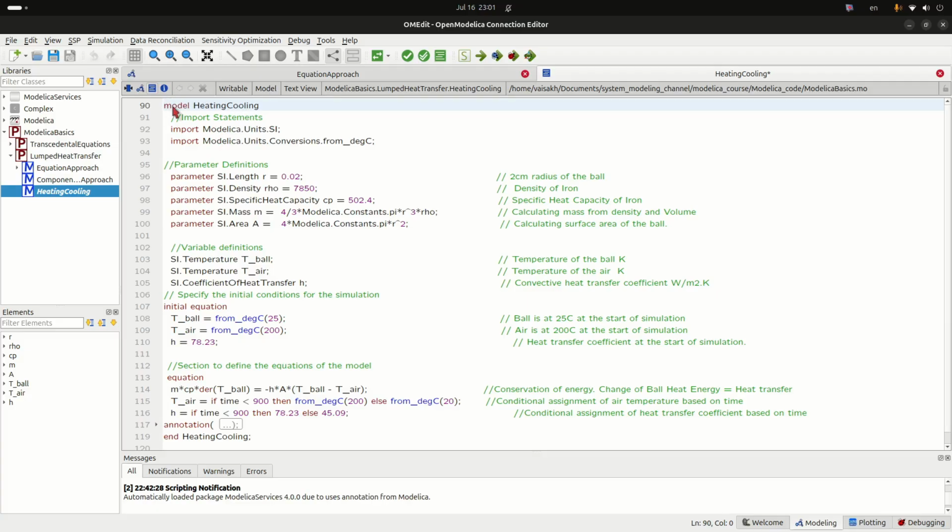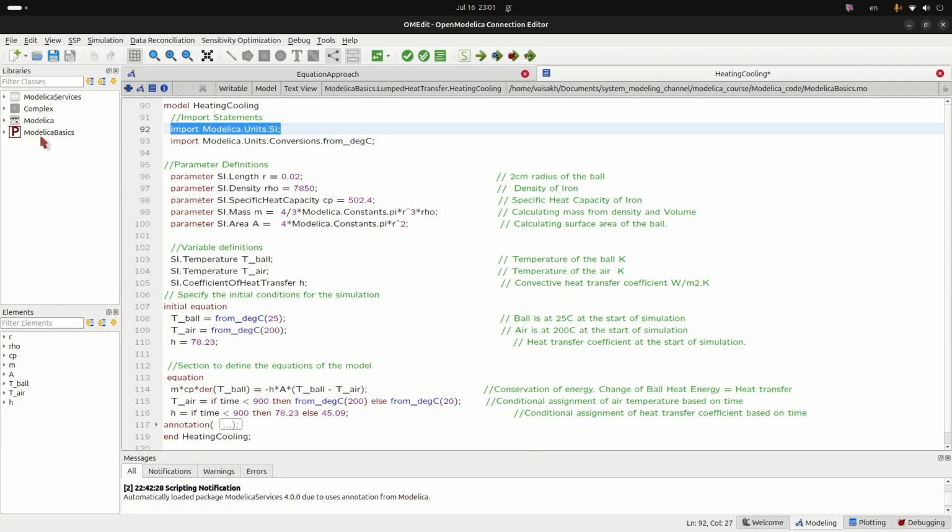Every model starts with a model keyword followed by the name of the model. We can optionally import some of the standard components from the Modelica standard library, or we can build our own functions. In this case, I am importing two sections. One is the SI module from Modelica units. Now, if you don't know where these are located, on the left-hand side there is a component library where we can search for components. And here, Modelica Basics is a package which I created for consolidating these sample models.